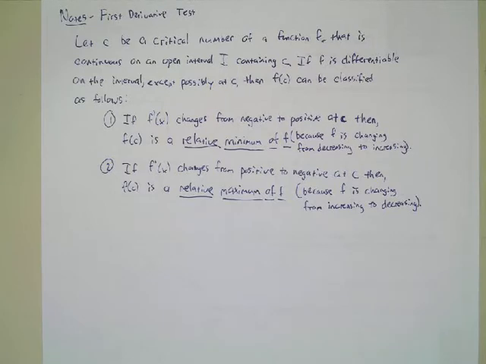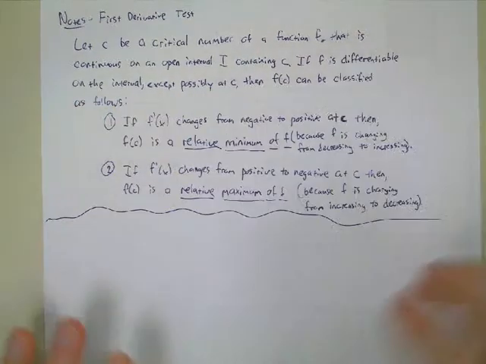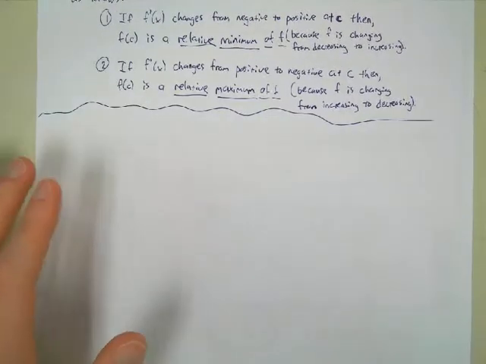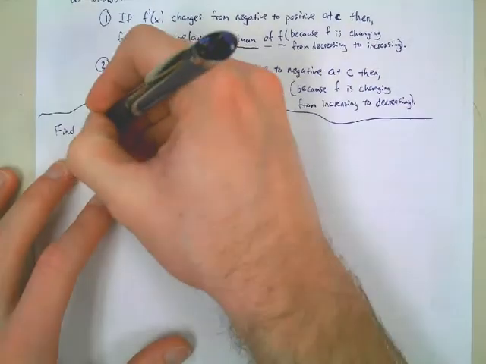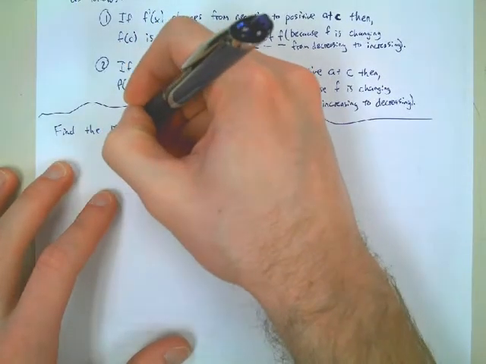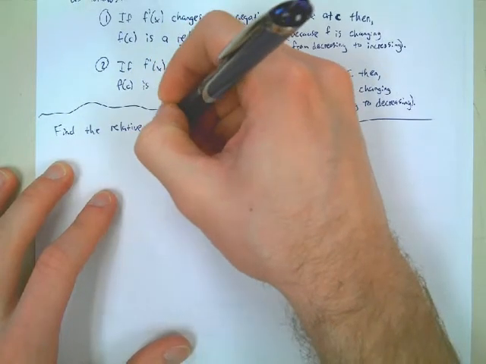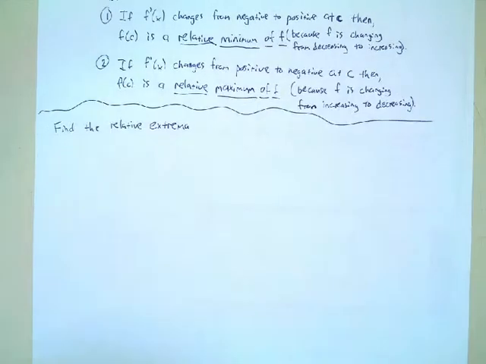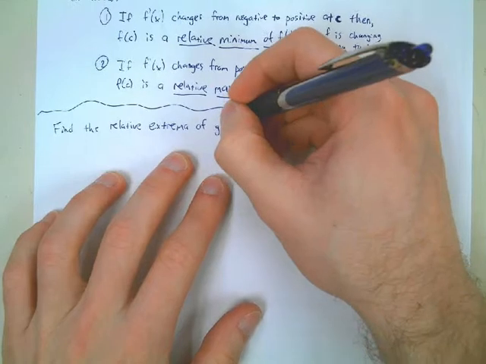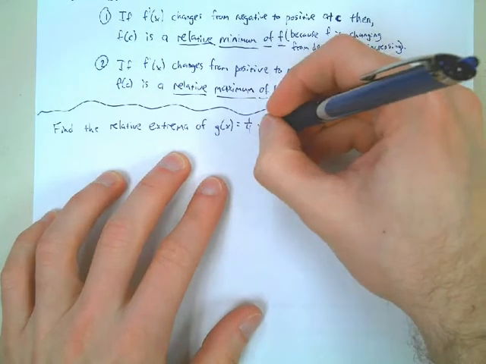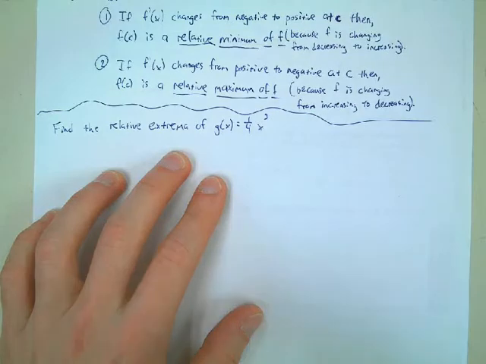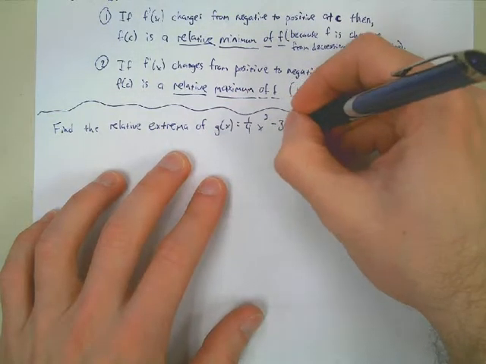Okay, so let's try one. All right, so we want to find the relative extrema of g of x equals 1/4 x cubed minus 3x. We'll start with a nice polynomial function.